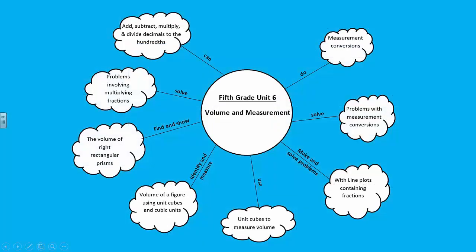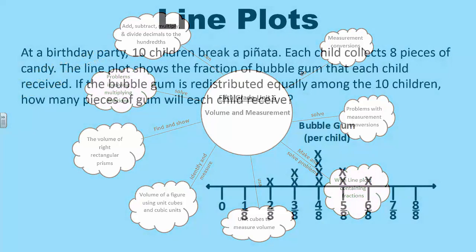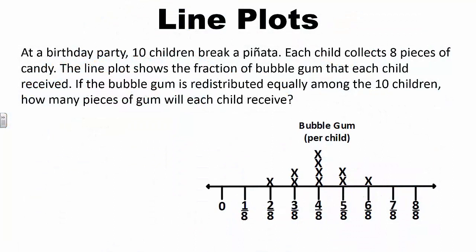In the next segment of the video, we'll interpret and solve problems using the data presented on a line plot. In previous units, students learned how to create and solve problems involving fractions on a line plot. Unit 6 focuses on analyzing the shape of the data and redistributing the data equally. Students will apply their prior work with fraction operations to solve problems. Let's look at this problem example.